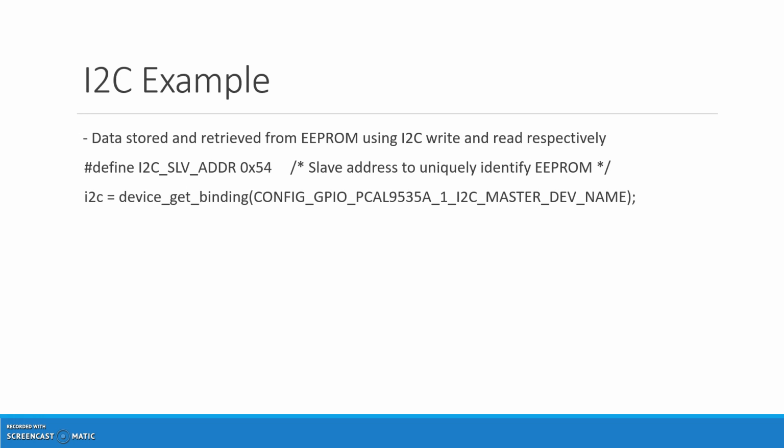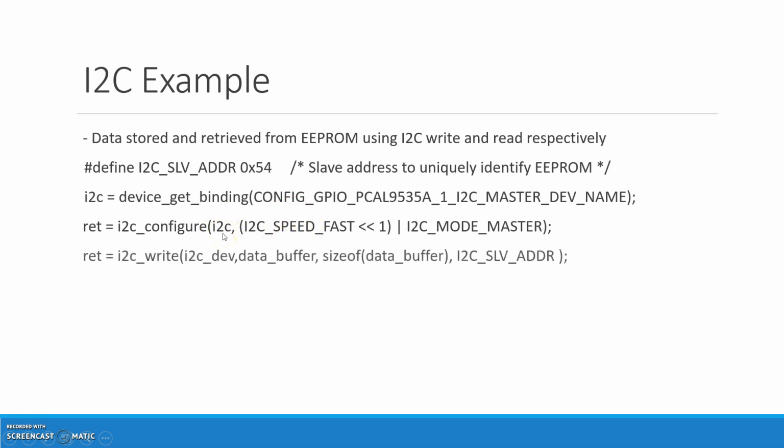So first we are doing a device get binding for the master. Just like before, anything in the Zephyr implementation will require a device binding to find out on which device we are going to perform the subsequent action. Similarly, we have to get the master device because we're going to write the data from master to slave. Once the I2C device is obtained, we're going to configure it and set the mode to master, and we're going to set the speed also for this particular I2C device. Once it is configured, we're going to do the I2C write and read action on this particular device.